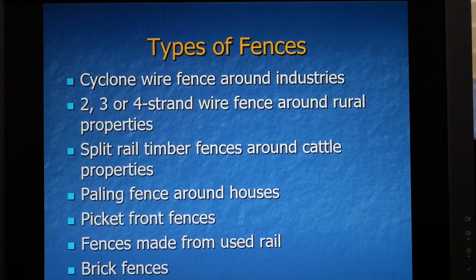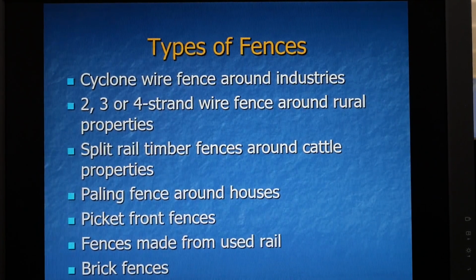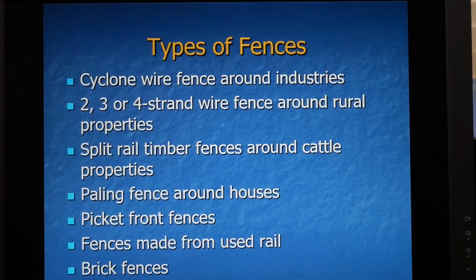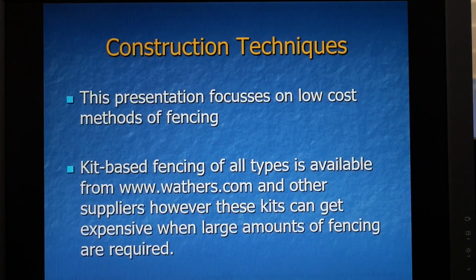Types of fences, as you've seen there: there's cyclone wire fencing around industries. There's 2, 3 or 4 strand barbed wire fences on rural properties. There are split rail timber fences around cattle properties, paling fences around houses, picket front fences, fences made from used rail and brick fences, just to name a few. This presentation focuses on the low-cost methods of fencing.